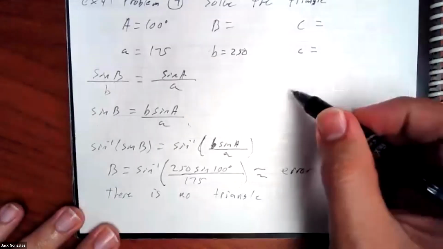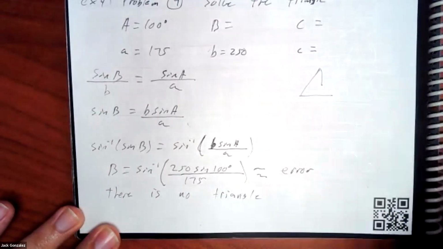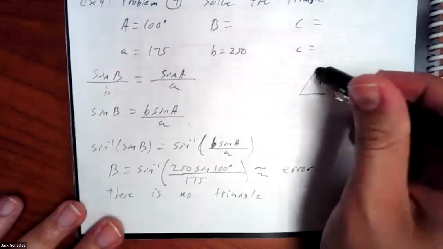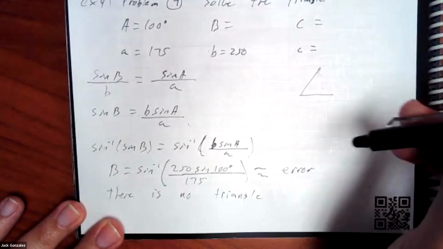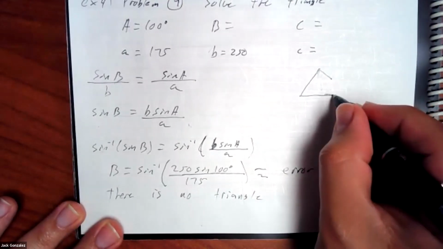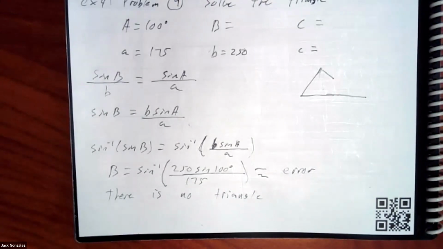So something like this. Let's see, it just stops. Or maybe I'll just go like that. So no triangle. Any questions on example 4? Okay.